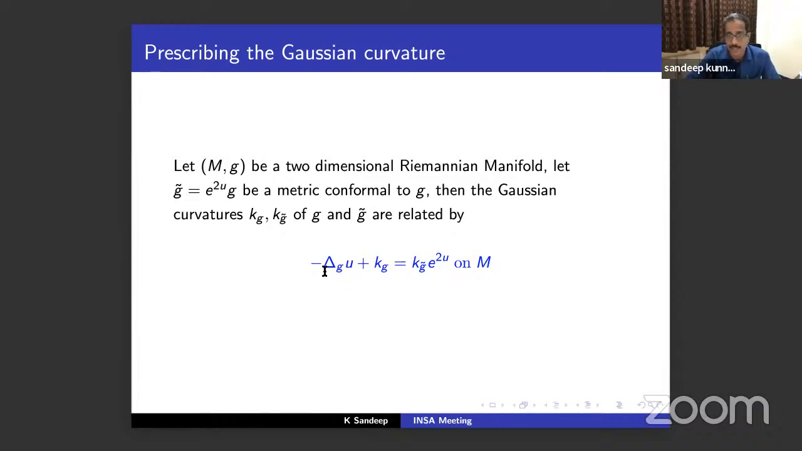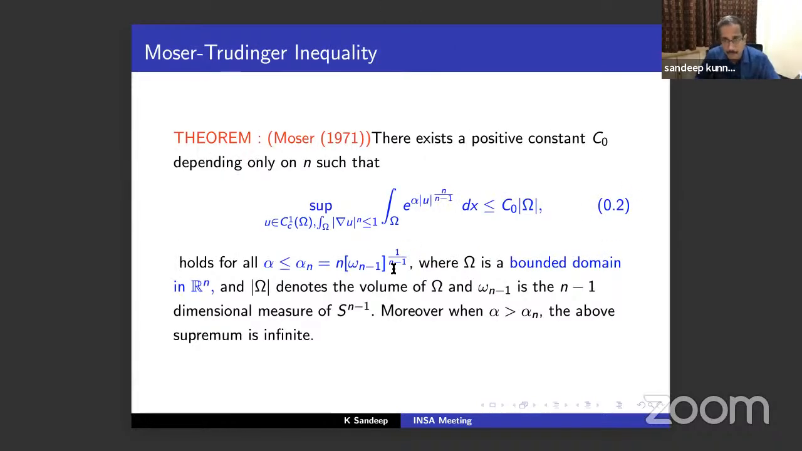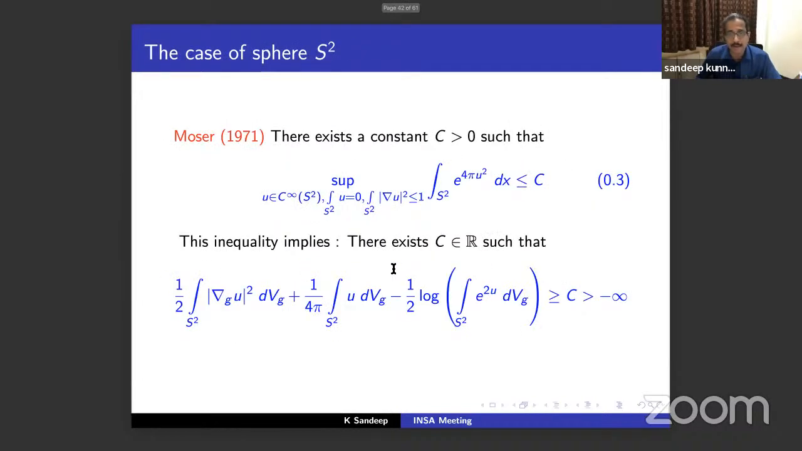Again, the question in conformal geometry is, can you classify all curvatures of conformal metrics? Moser was studying this question in the case of the sphere S2, the two-dimensional sphere. In that case, whatever theorem I stated here in Euclidean space Rn, he proved the same kind of inequality on the sphere S2. So the inequality says, S2 denotes a two-dimensional sphere, he proves there exists a constant c greater than 0 such that the supremum over all functions u with this kind of constraint, of the integral of e to the power 4 pi u squared, is less than or equal to c. So that is what Moser proved.